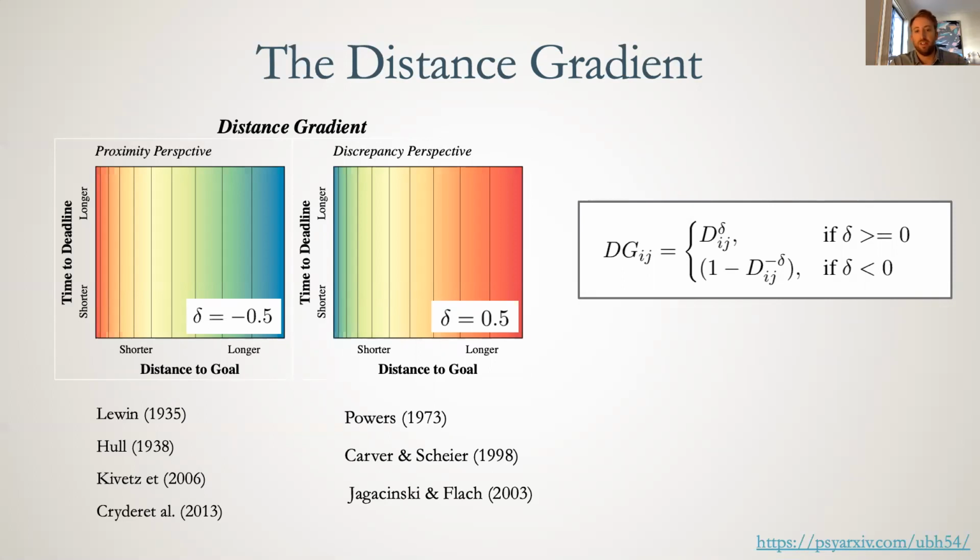Here we modeled the distance gradient as a power function so that we can capture any diminishing returns in the relationship. So a positive exponent, delta, gives you a positive distance gradient, which is consistent with the discrepancy perspective. A negative delta gives you a negative distance gradient, which is as assumed by the proximity perspective.